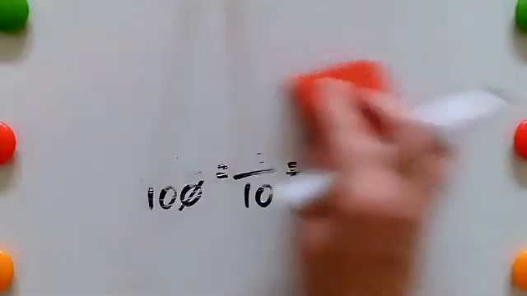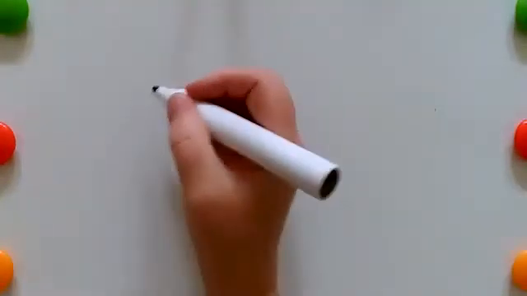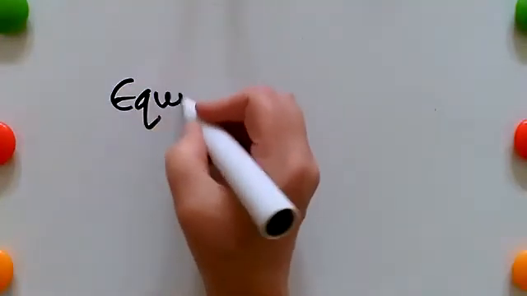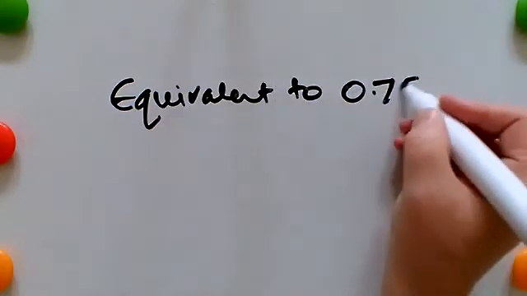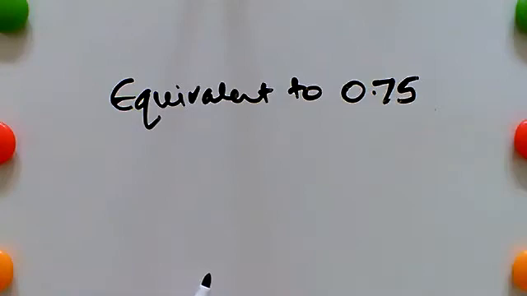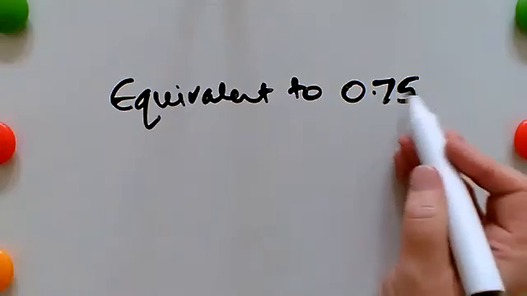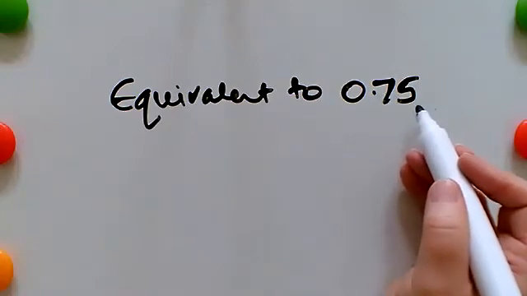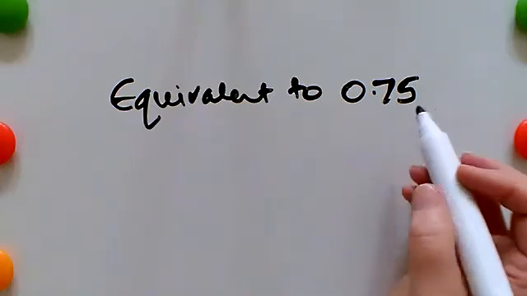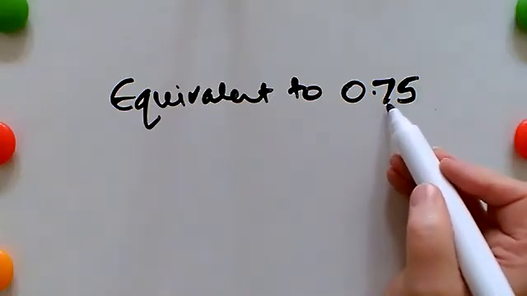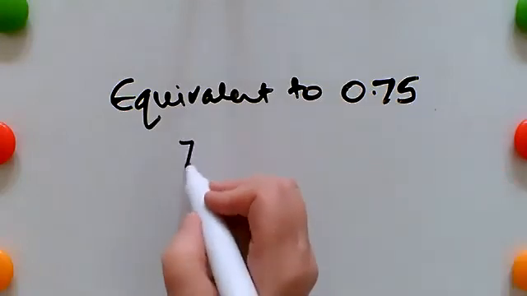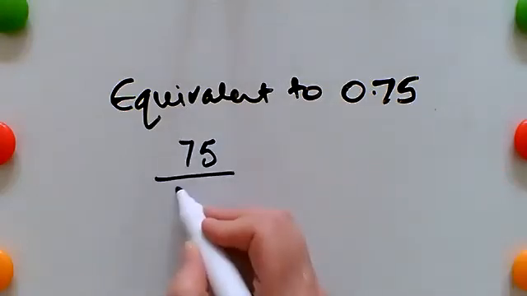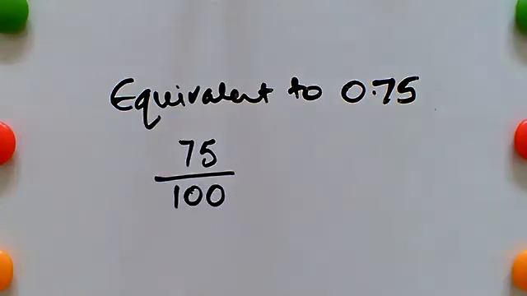The next question, I was asked to find the fraction that was equivalent to, and equivalent means the same as, 0.75. So we start to see the connection between fractions, decimals, and percentages. So how do we turn a decimal into a fraction? Well, again, we can look at the 7 being in the tenths column and the 5 being in the hundredths column. So I could write that as the fraction 75 over 100.